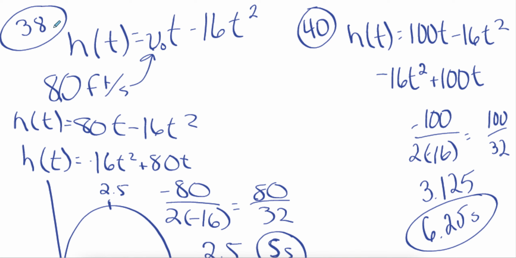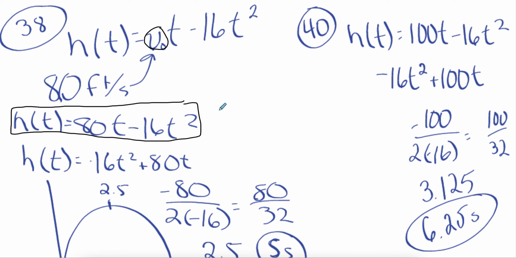So 38 had a question with something going through the air, and the speed is 80 feet per second. This right here, that little v sub 0, that is where you plug in your initial speed, okay? So when I plug in 80 here, I get this function right here. And since you were supposed to solve by graphing these, which at this point you could solve by factoring, I just showed you how to do that.